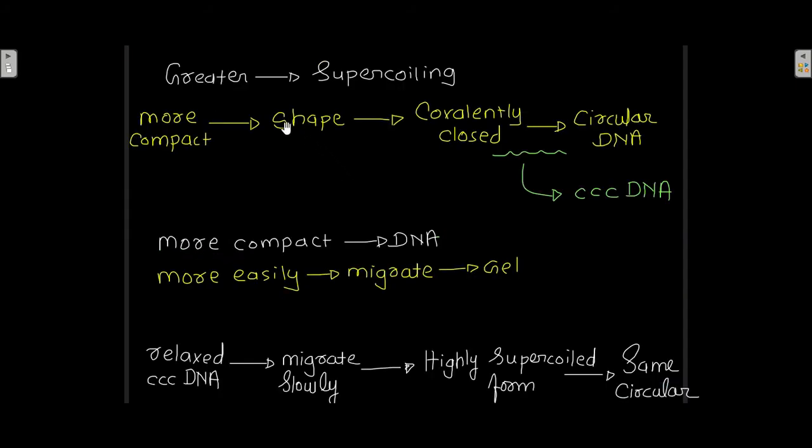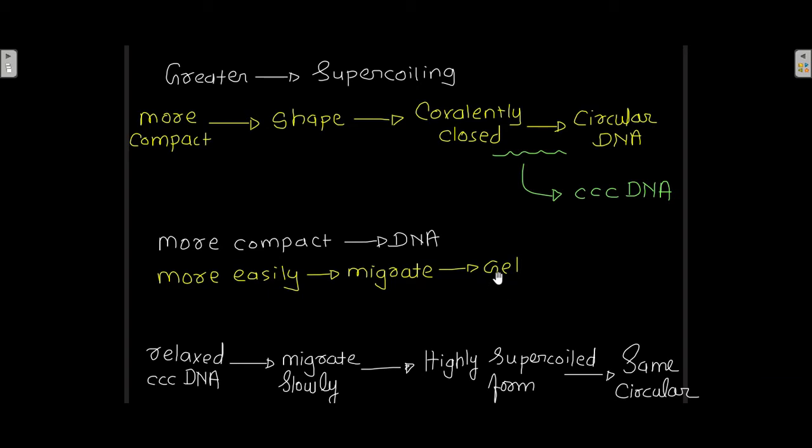The basis of this is that the greater the supercoiling, the more compact the shape of the covalently closed circular DNA. This covalently closed circular DNA is abbreviated as cccDNA. So the greater the supercoiling, the more compact the shape of this cccDNA, and the more compact the DNA is, the more easily it will migrate through the gel.